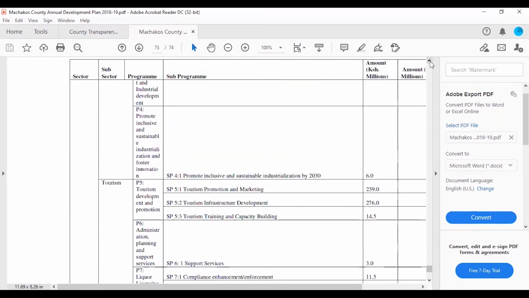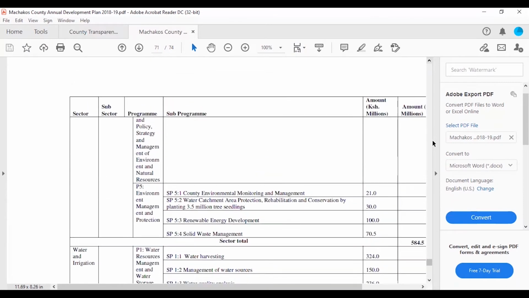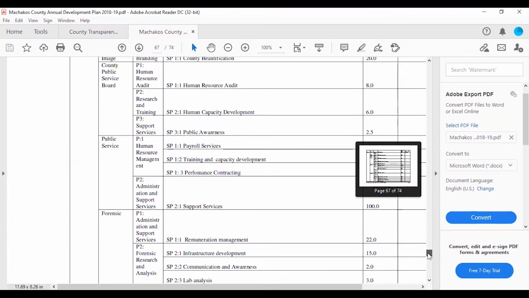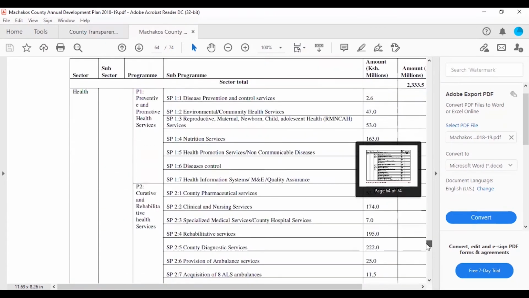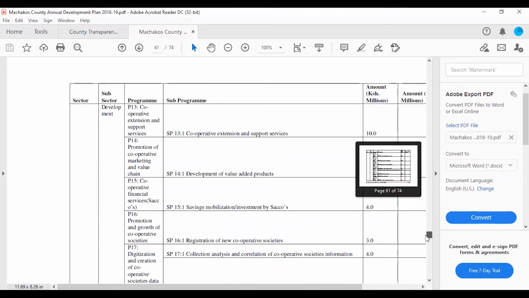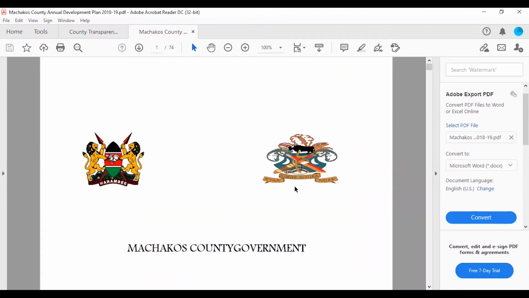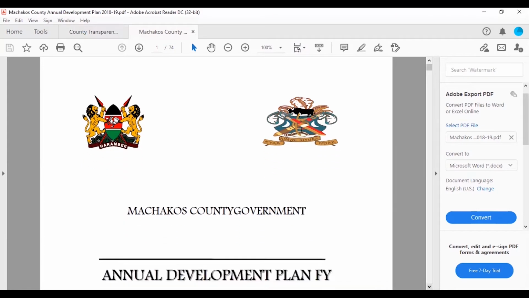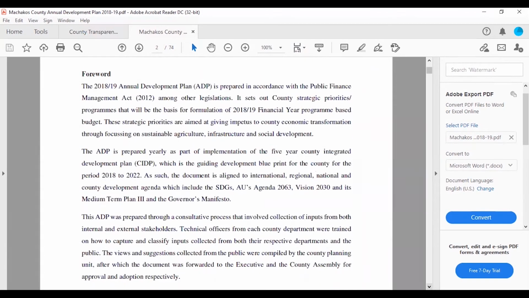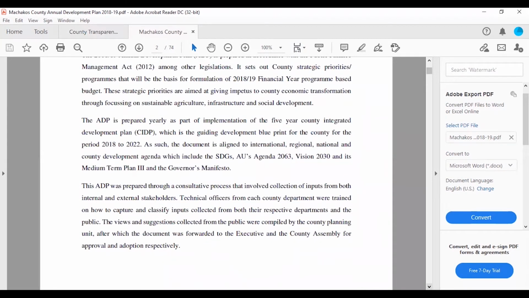So I'm in the last page. So as you can see, there is no attachment whatsoever to show that members of the public attended. And yet, this is key information that they should attach when they are publishing this information on the website. So any document that is published on the website, it is good to showcase who actually participated and what the members of the public who participated shared.